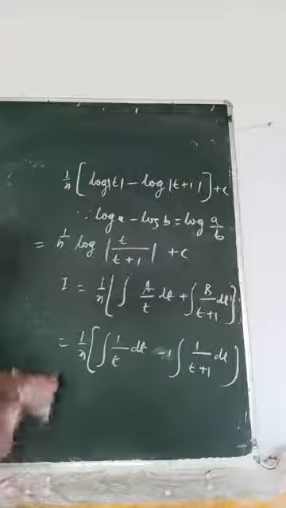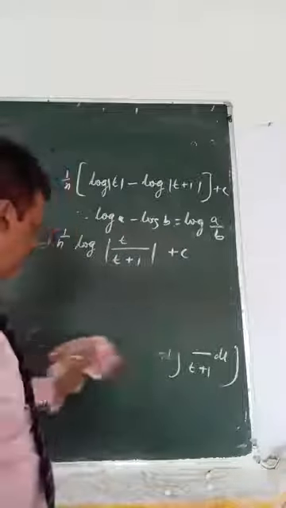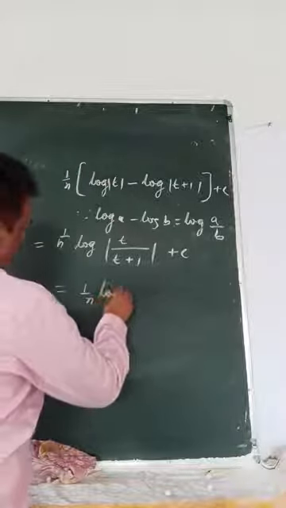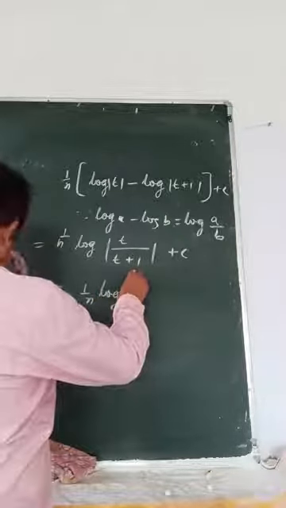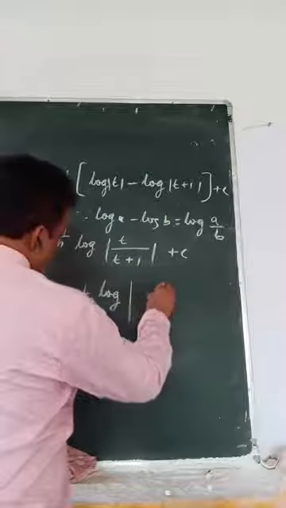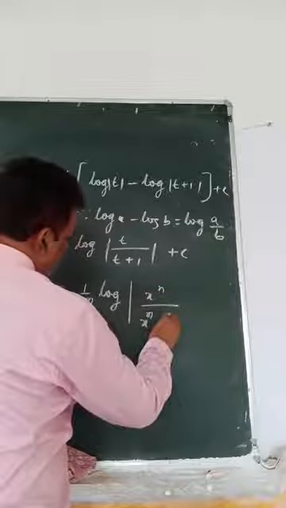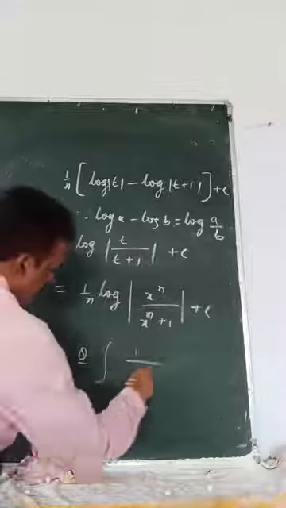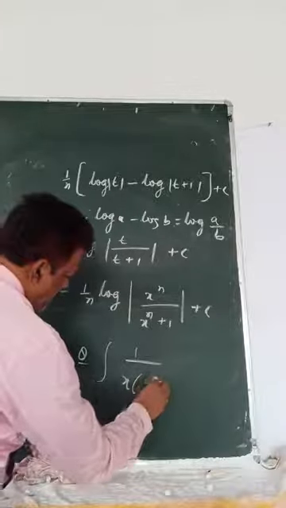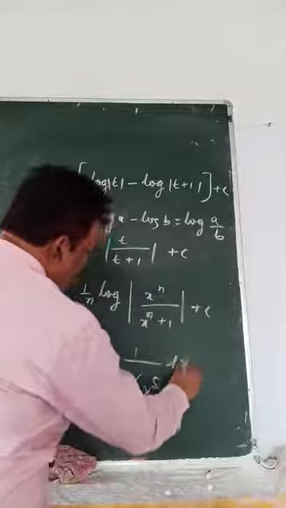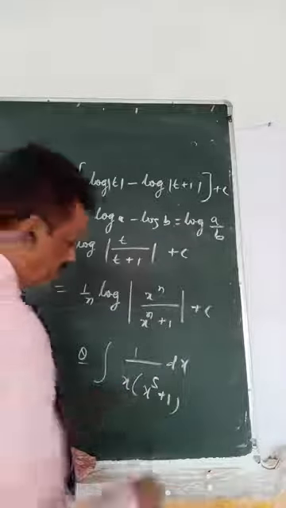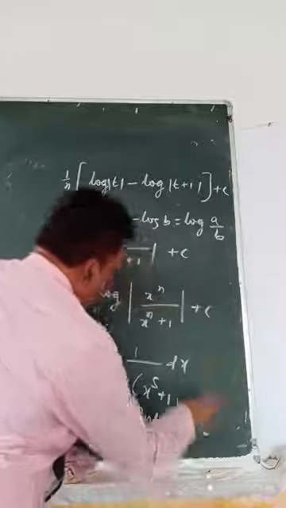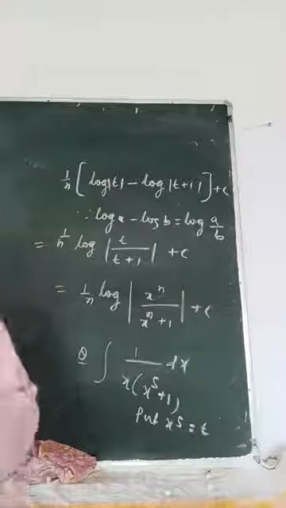What is t again? t was x to the power n. So that will be 1 by n log x to the power n by x to the power n plus 1. It's a similar question. You can try 1 by x into x to the power 5 plus 1. Exactly the same method. Put x to the power 5 equals t, then you will get a similar answer here.